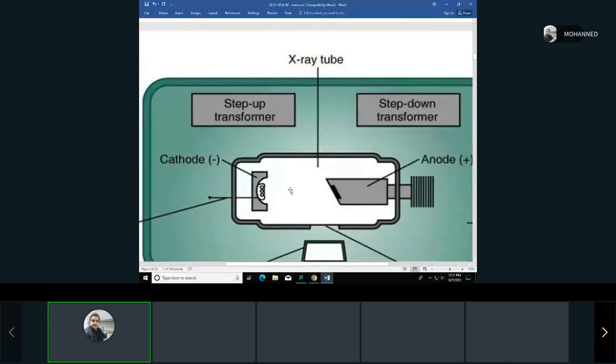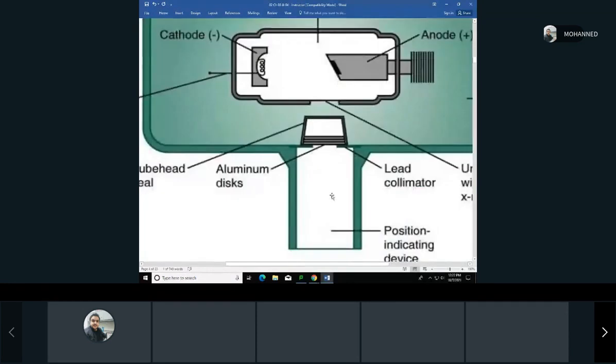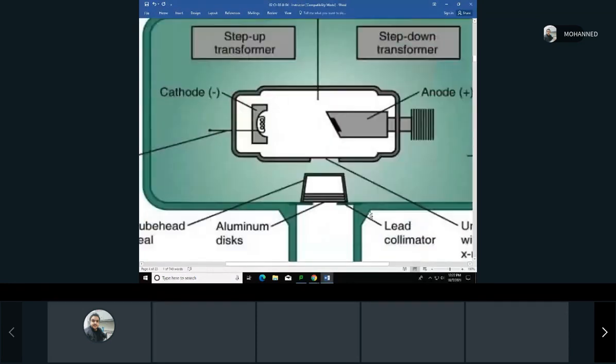When these electrons hit the anode here, or the target, these electrons will be stopping or slowing down. When they stop or slow down, an energy will be released, and that is the X-ray that will come out of the tube here towards the PID. Okay?